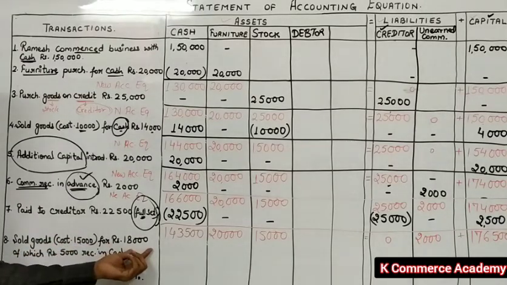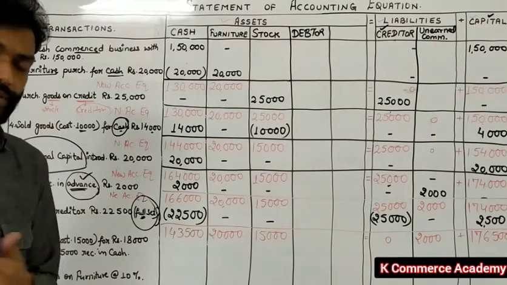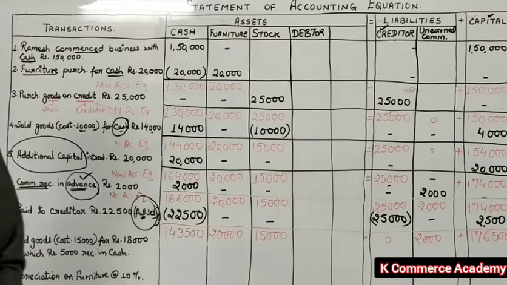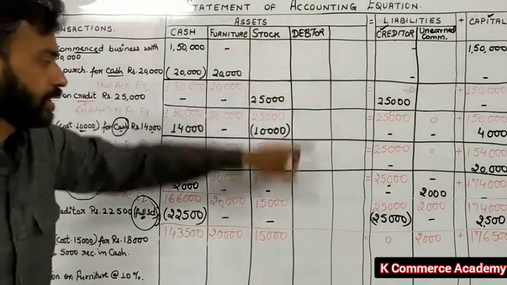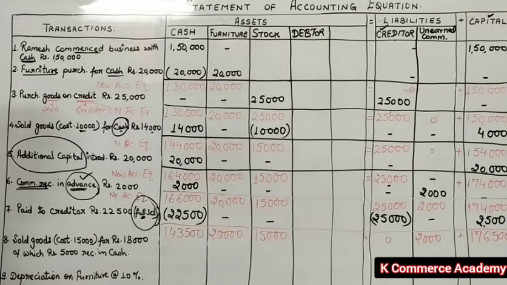If we sold goods of 18,000, of which 5,000 was received in cash, then where did the remaining 13,000 go? We will assume that we sold it on credit, and the person to whom we sell goods on credit is known as debtor. So in the column of debtor we will show rupees 13,000 remaining.